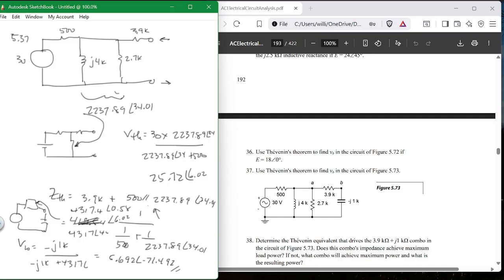The combination of this is 419.5 at angle 6.02. Just this part. Then you add the 3.9K, and that gives you this whole total number there. And that's this number right here, which then equals 5.692. That's that. I got too many things going on.